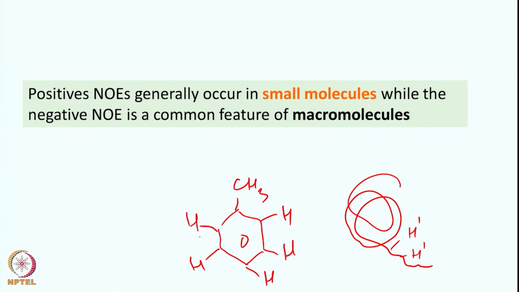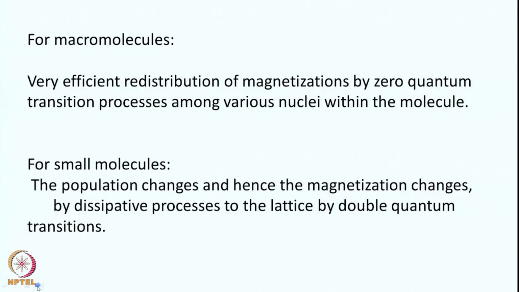Now, if you look at macromolecules, because of this abundant active nuclei, the redistribution of magnetization happens very fast, or very efficiently, by this zero quantum phenomenon. Because of this zero quantum phenomenon, the redistribution of magnetization leads to negative NOE.